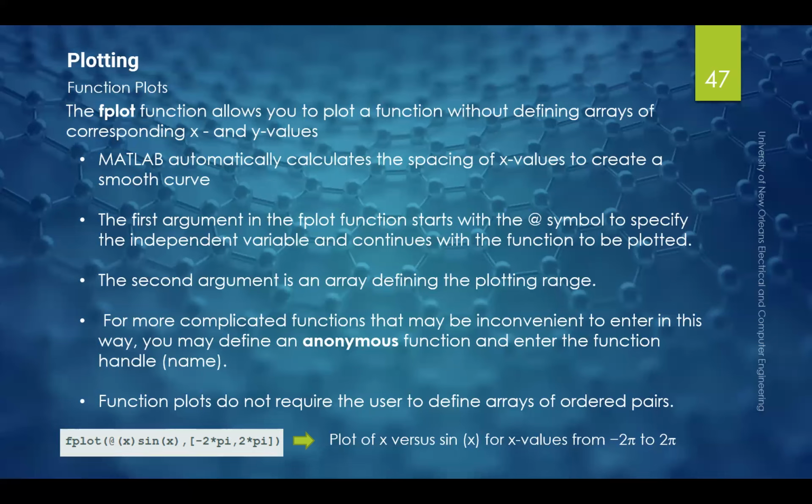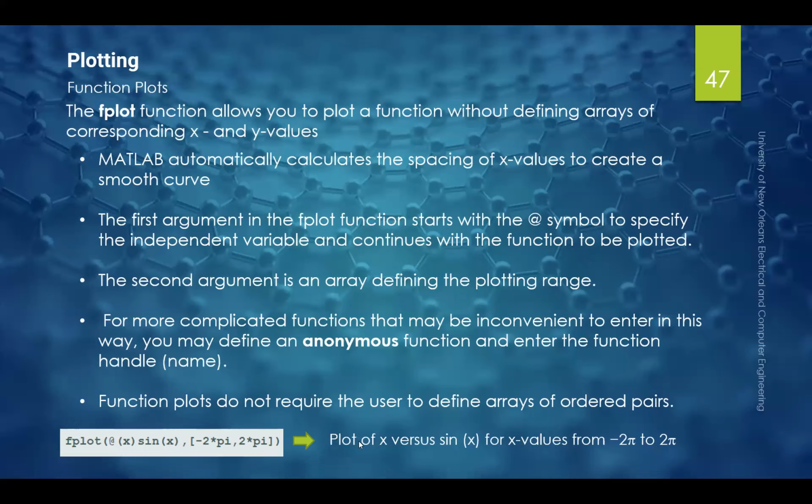So this is for something that is not really complicated, but again, you may just want to see how it looks. Function plots do not require you to define arrays of ordered pairs, like I said at the beginning. As you can see here, if you follow the formatting of how you use fplot, the first argument starts with the @ symbol and specifies the independent variable, and then it continues with the function that you want to plot and the range, what range you want to see.